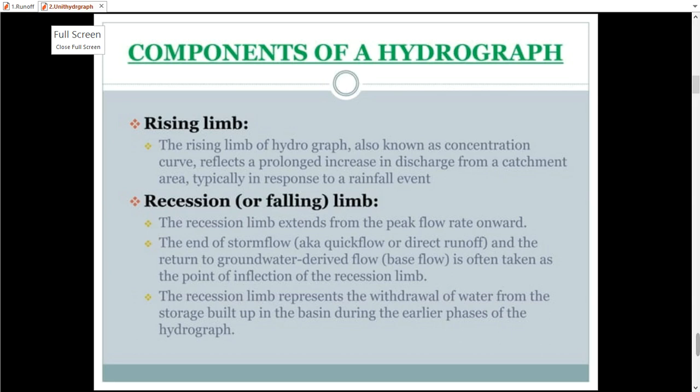The recession or falling limb. The recession limb extends from the peak flow rate onward. The end of the storm flow and the return to groundwater-derived flow is often taken as the point of inflection of the recession limb. The recession limb represents withdrawal of water from the storage built up in the basin during the earlier phases of the hydrograph.